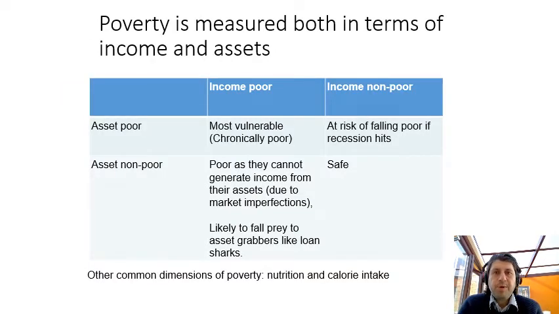Now, you can measure poverty both in terms of income and assets. So we're going to talk about how poverty is measured. And here's examples of what it means to be asset poor versus asset non-poor, and income poor versus income non-poor.